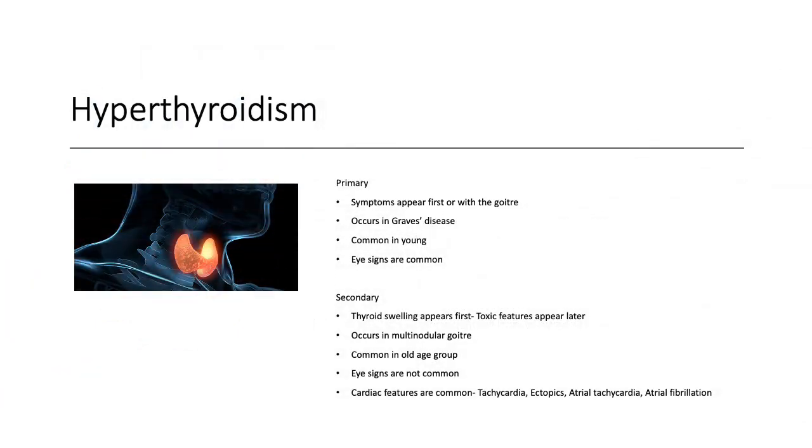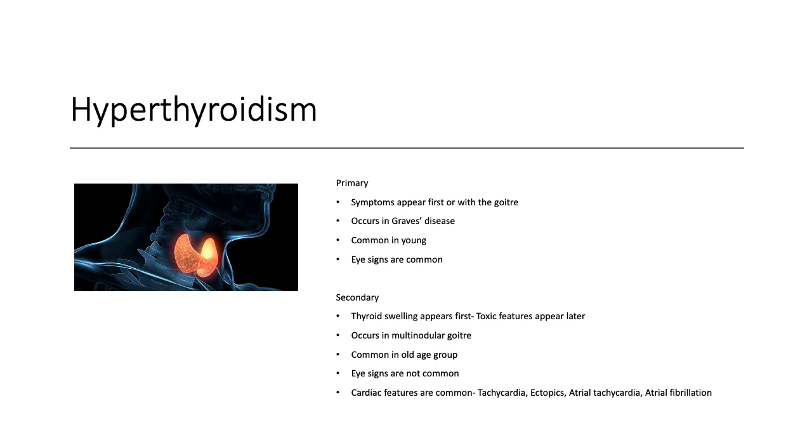Hyperthyroidism can be due to two reasons. They are primary and secondary hyperthyroidism. In primary hyperthyroidism, the symptoms appear first with or without the goitre. In secondary hyperthyroidism, the thyroid swelling will be there for some time, then the toxic features appear later. The primary hyperthyroidism present in Graves' disease, so it is common in young individuals, and primary hyperthyroidism has mostly the eye signs. Secondary hyperthyroidism occurs in multinodular goitre.